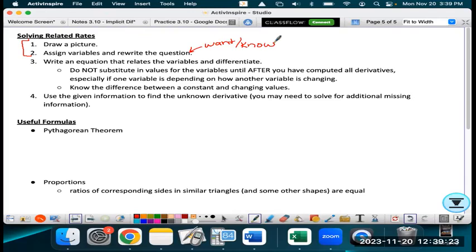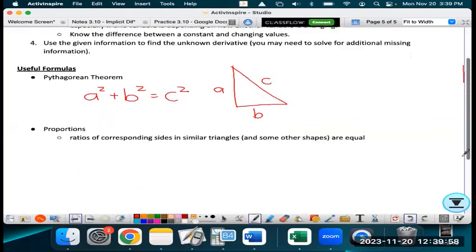Then, given any information that you have, you can plug that into your derivative and solve for the rate that you want. You might need to solve for some additional missing information using maybe the formulas that you have or using some rates that you have, like we did in example 2. And some useful formulas. We know our Pythagorean theorem. And then we also have proportions.